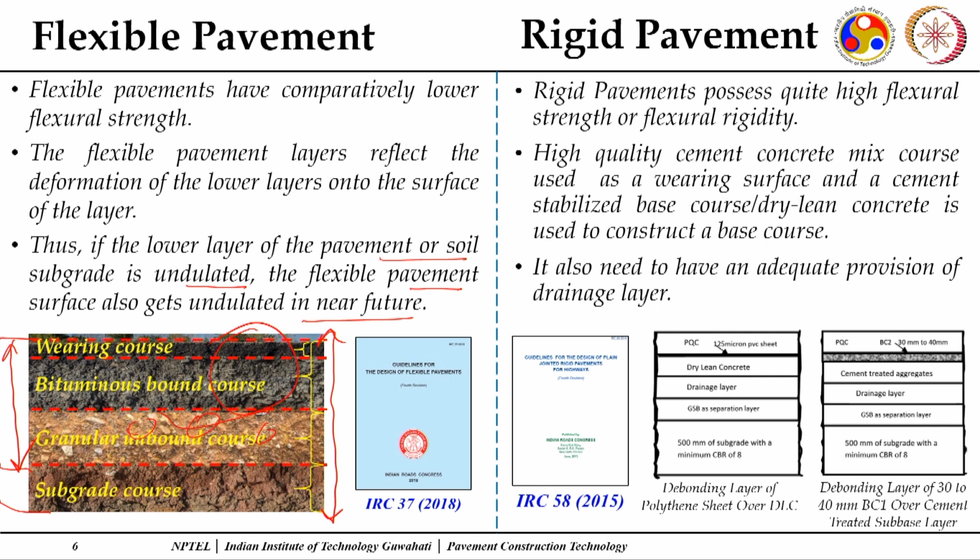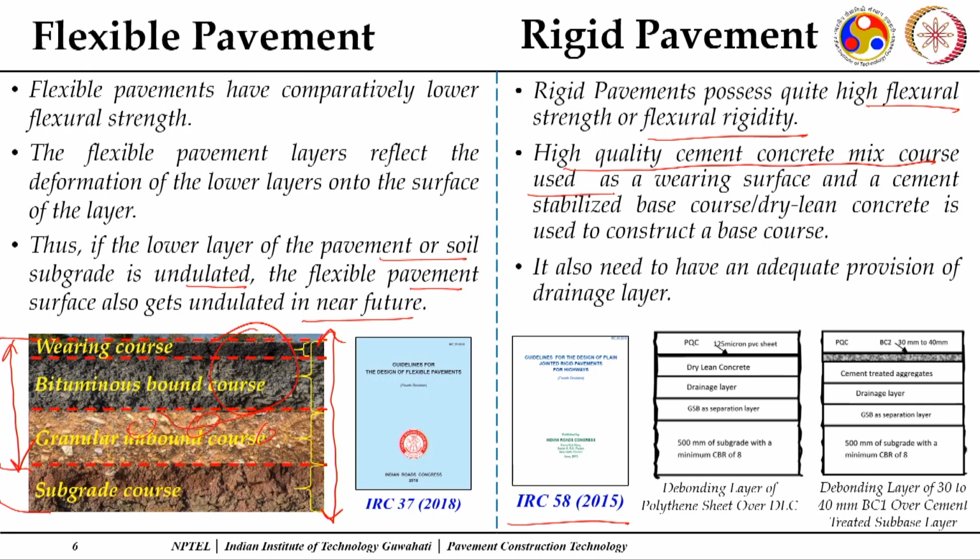On the right hand side of the slide, it shows rigid pavements, which possess high flexural strength or high rigidity. Now, in this case you can see the IRC codal specification referred for rigid pavement is IRC 58. There are many more, but the one dedicated to the design of this particular pavement is IRC 58. There are some internal components for which you need to refer to some more IRC codes or BIS, Bureau of Indian Standards, codes.